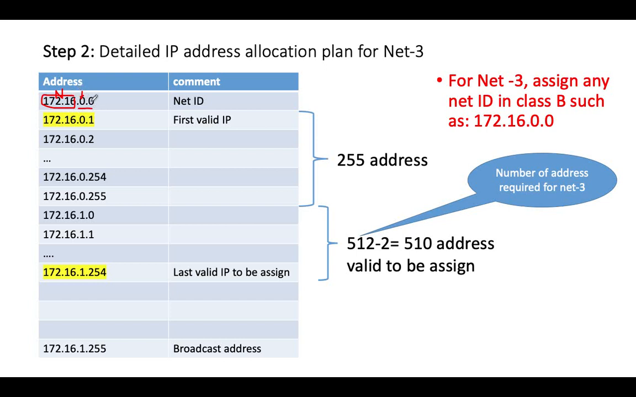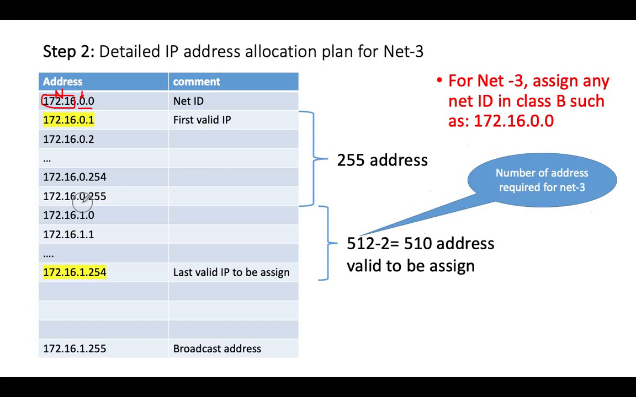Now 0.0, what is the first IP? 0.1, 0.2, 0.3, 0.4, 0.5, up to 0.254, and then it finishes at 0.255. Do I have 0.256? We don't. Do I have 0.257? We don't. If I reach here and I haven't finished my 500 numbers, where to go? To the next one.